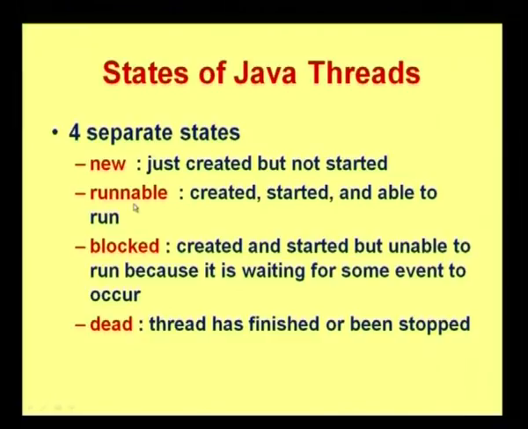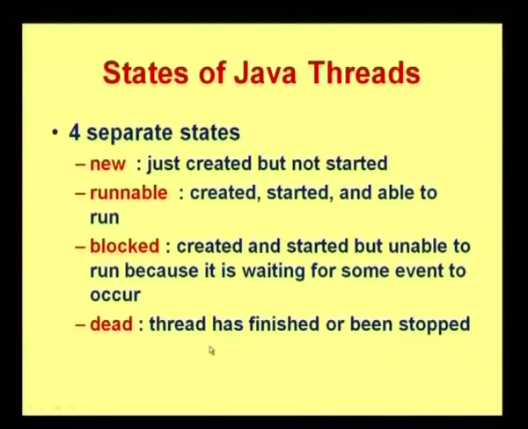Next is runnable. Runnable means that I have created and started, and now this is the shift between your start and run. Next is blocked. Created and started, but unable to run because it is waiting for some event to occur. It means that I have started it and it is about to run, but meanwhile some other process has come and occupied your processor, so I have to wait.